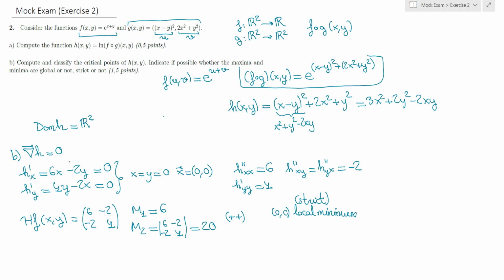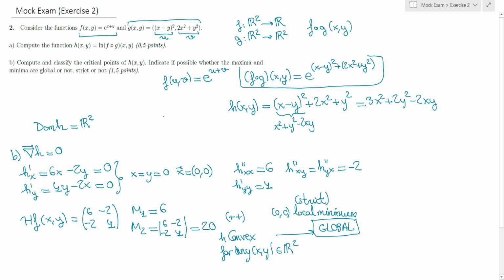But we can use the local global theorem because this is a convex set, the whole space, and the Hessian is positive definite for any point, so H is a convex function for any point in R2. And this, via the local global theorem, tells us that any local minimum should be a global minimum. So actually it is also global in this case.